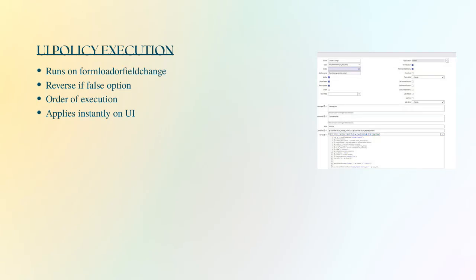Let's take a closer look at how UI policies are executed. One key point to remember is that the order of execution is reversed if the option is set to false. This means that the sequence in which policies run can change based on that setting. Another important aspect is that these policies apply instantly on the user interface. So, as soon as a condition is met or changed, the UI updates immediately, providing a seamless experience for the user.